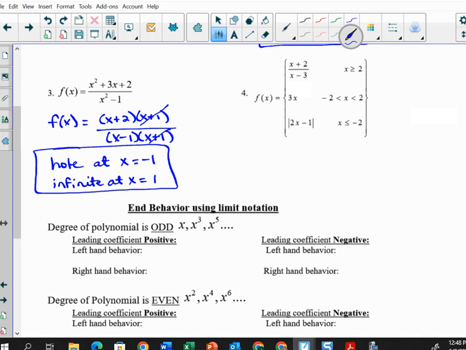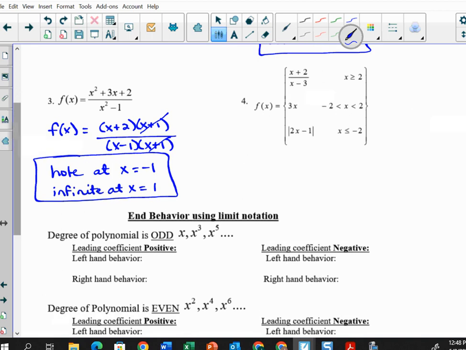All right, 4. Lots of things going on in 4. So we have multiple places to check for a jump. I have to check these 2 with a 2, okay? And then I have to check these 2 with a negative 2. So when I plug a 2 into this top one, I get 2 plus 2 over 2 minus 3, that's negative 4. When I plug 2 in here, do I get negative 4? No, okay. So I have a jump at x equals 2 for sure.